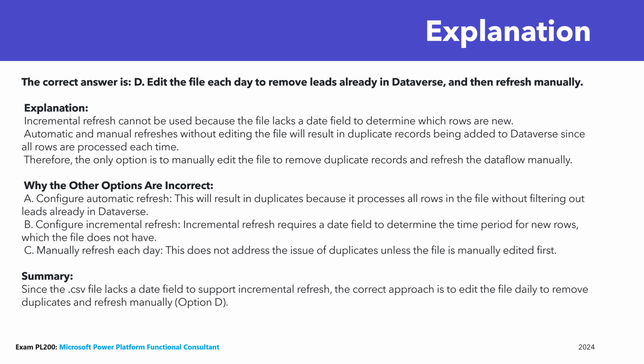Summary. Since the .csv file lacks a date field to support incremental refresh, the correct approach is to edit the file daily to remove duplicates and refresh manually. Option D.